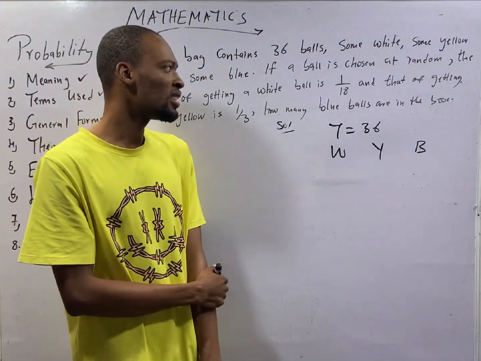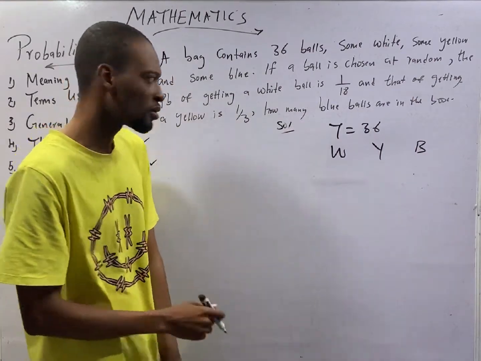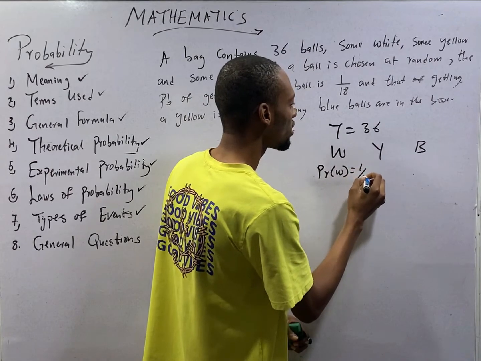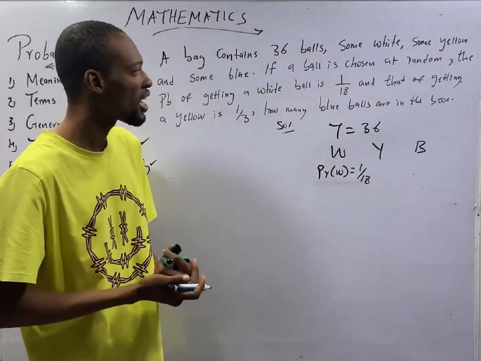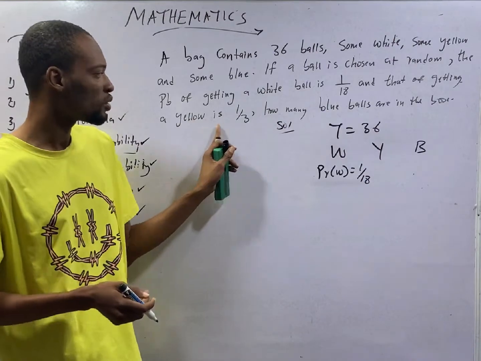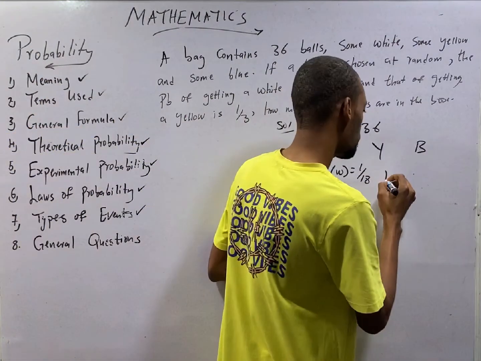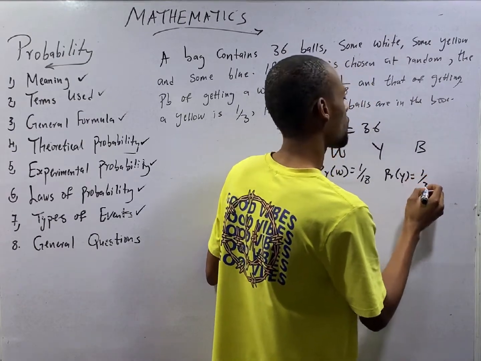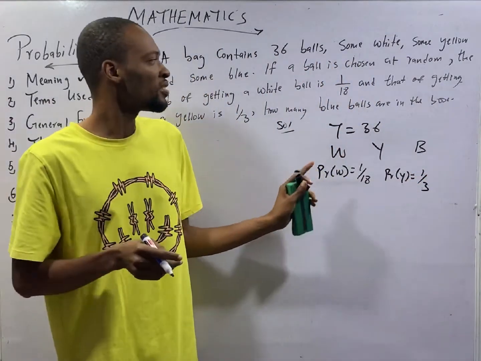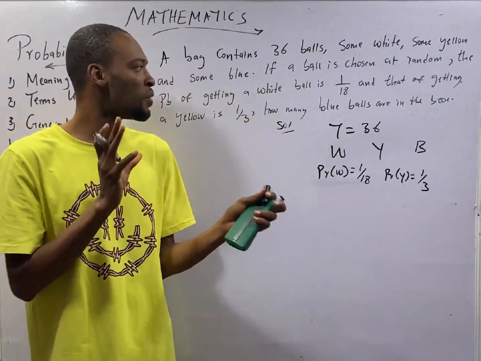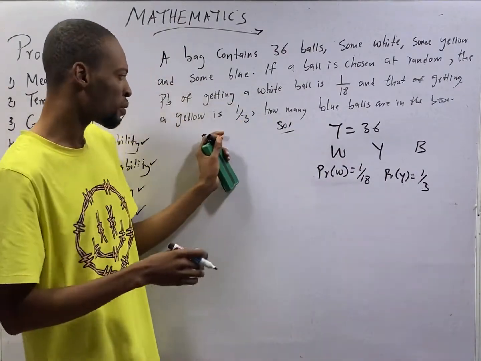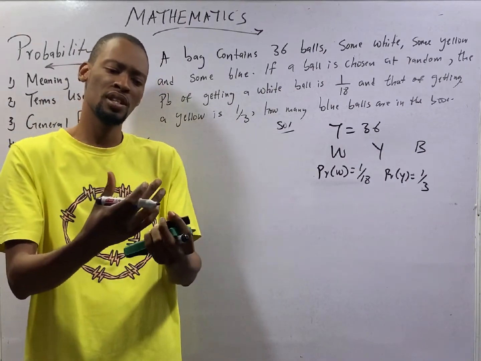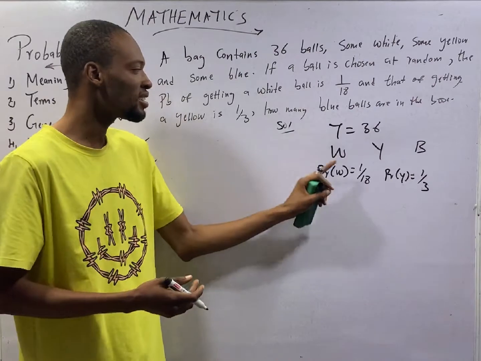Now, they gave us the probability of white ball. So the probability of white is 1/18. And that of getting a yellow is 1/3. So the probability of yellow is 1/3. Take note, these values are not the number of white balls or the number of yellow balls. They are probability, the chance, the possibility of getting these ones.